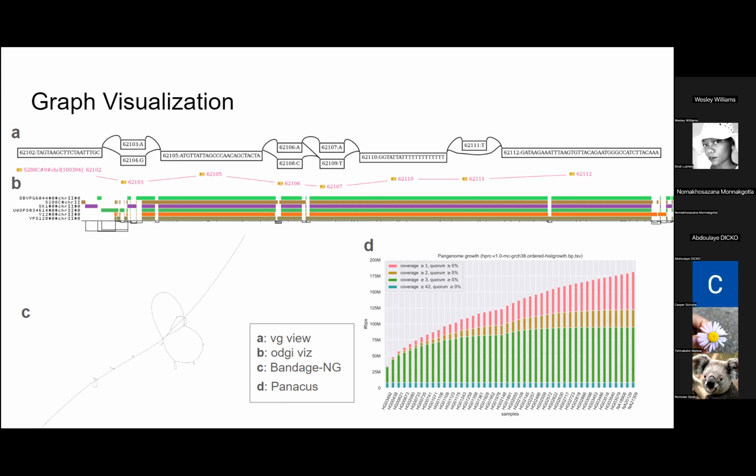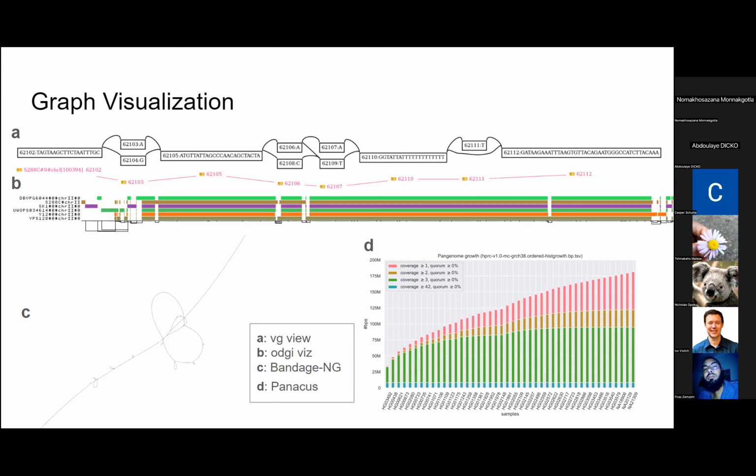The bottom left is Bandage NG. That's a great tool as well for visualizing interactively. And then D on the bottom right is another great one called Panicus. That's a new one that can make these beautiful growth curves, much nicer than the ones I showed you before, in a variety of different ways.